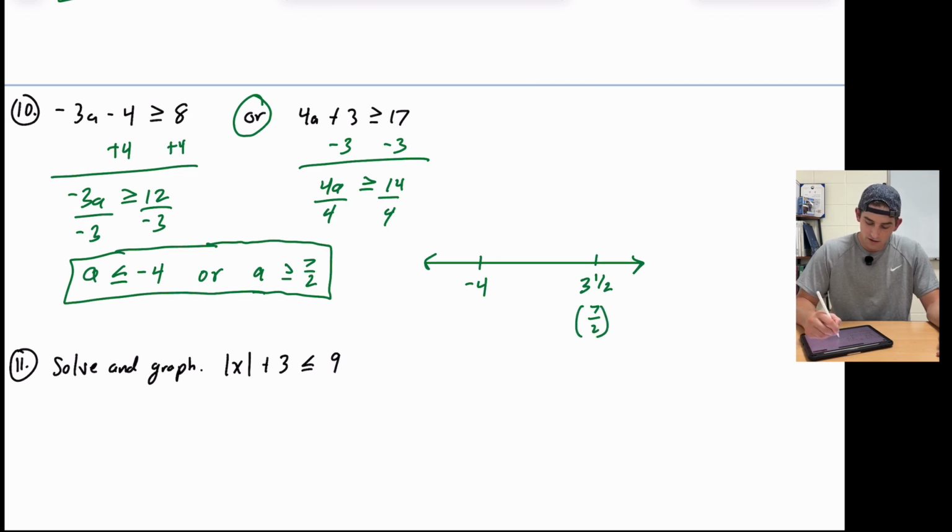So on negative 4, we would have a closed circle and we would shade to the left. And on 7/2 or 3.5, also a closed circle, but this time we would shade to the right. So remember, that's what our or inequality should look like, rays going in opposite directions. We want a number that's either here or over here to be a solution to the compound inequality.